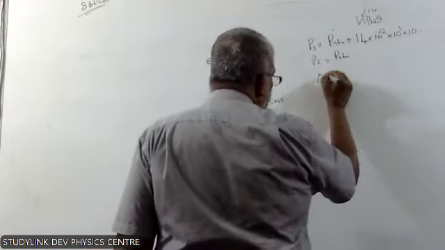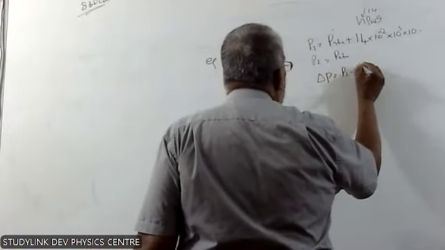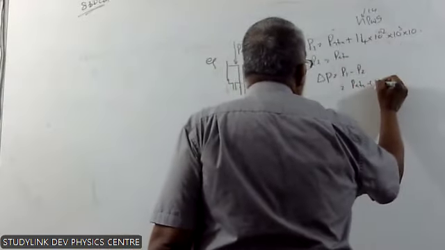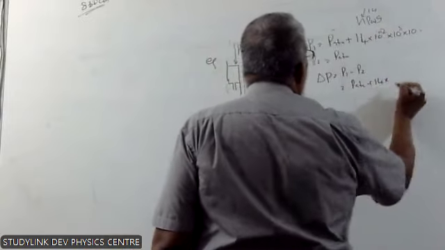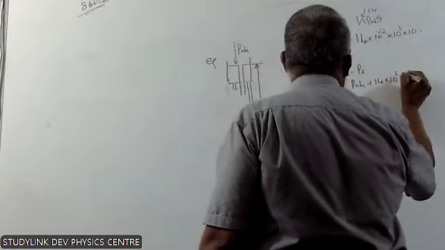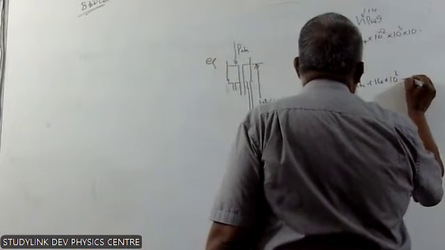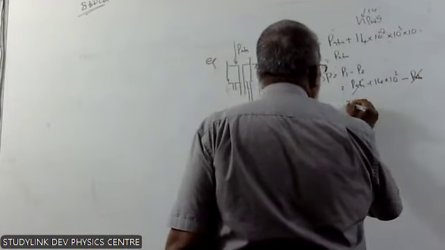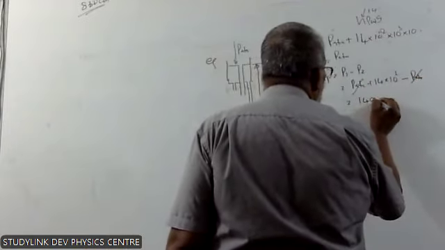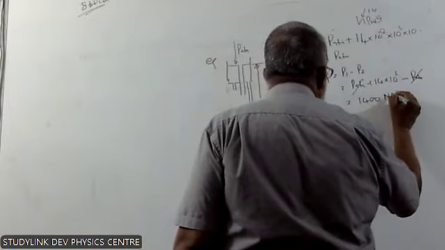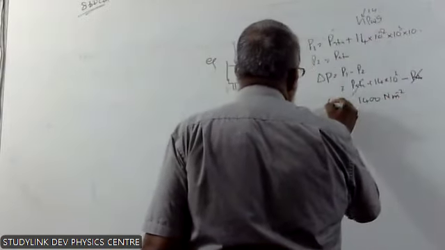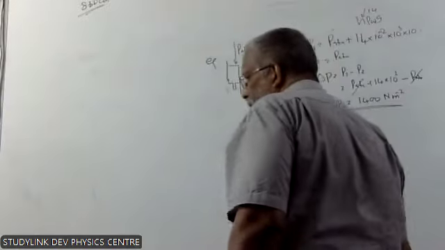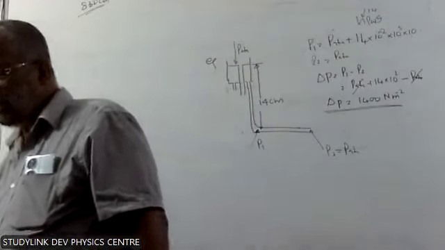Then delta P is equal to P1 minus P2. So PATM plus, here you are getting 14 into 10 to the power 2, right? Minus PATM. Then you get 1400 newtons per square meter, delta P. So if Poiseuille's equation is given like that, we use a calculator and work according to this way.